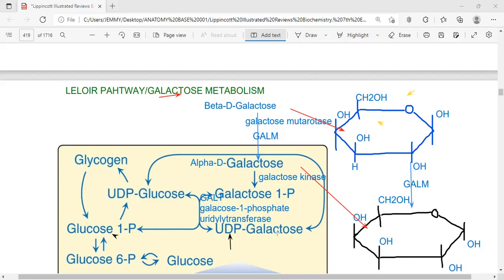At carbon number 4, that is where there is a difference only. Okay? So let's come back here to our drawing. So this is a galactose, because see this hydroxyl group here, it is here up. So remember, this is carbon number 1 here, number 2 here, number 3 here, number 4 here. So this OH group, when it is at that position, this is galactose.